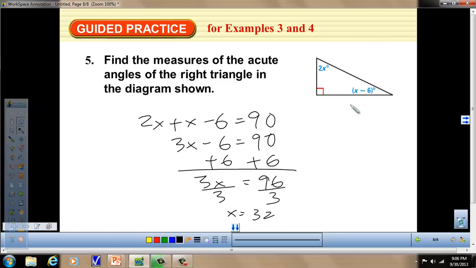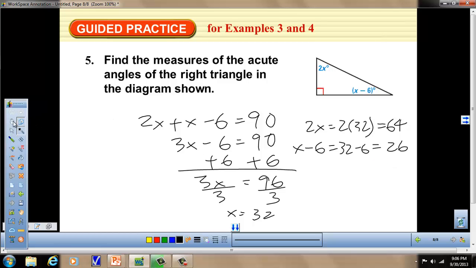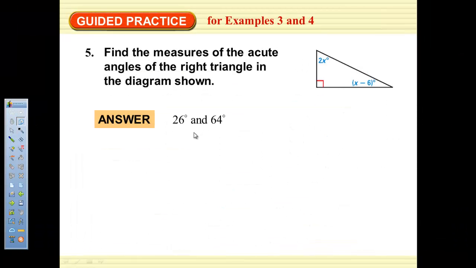And we want the measures of the acute angles. So 2x is equal to 2 times 32, which is 64. And the other one, we've got x minus 6 is really 32 minus 6, which is 26. And we know we've done this right, because if we add those, it does equal 90 degrees. So those are the two angles. And again, 26 and 64.